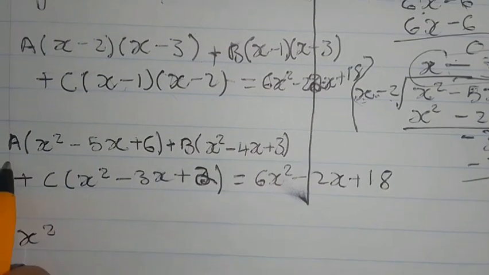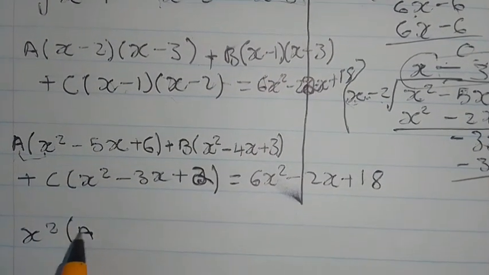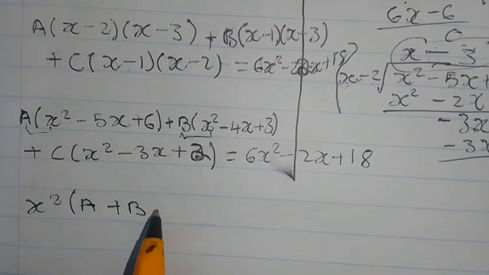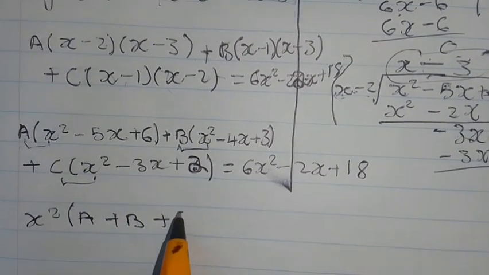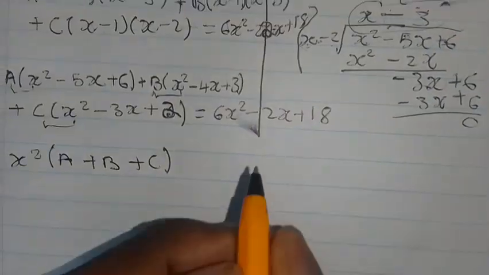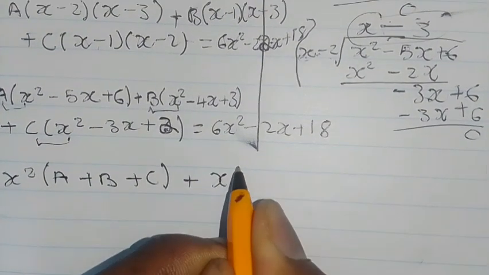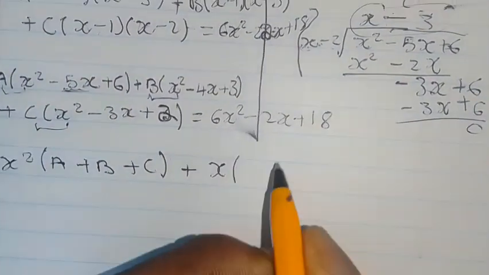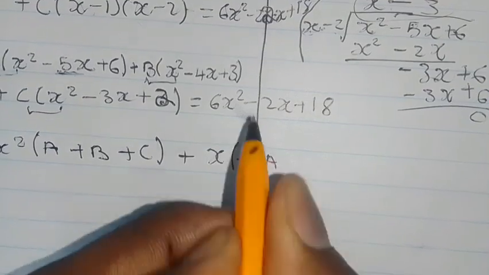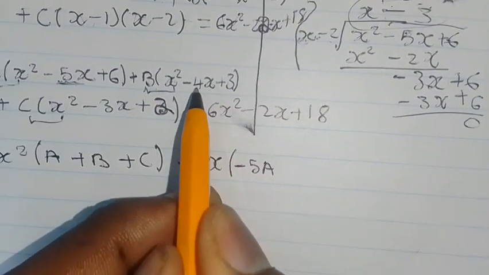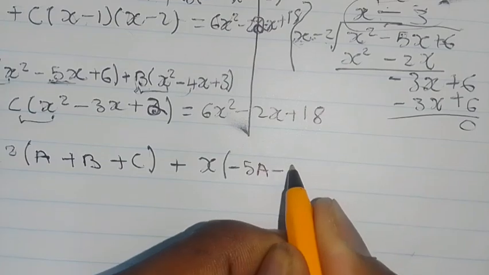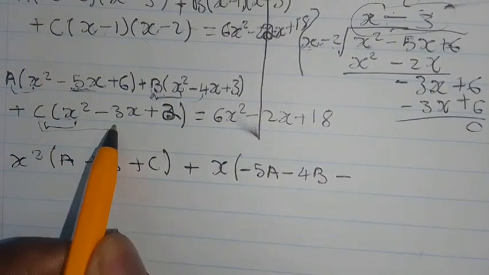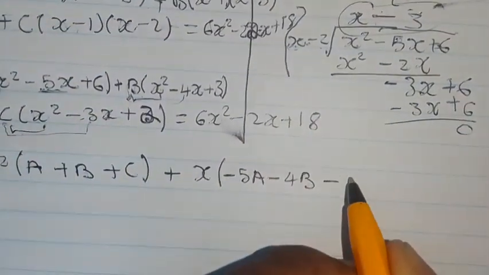For x squared, you realize that x squared will go with a, then you'll have a. And here you'll realize that b will go with x squared, then you have b. And you'll realize that also c will go with x squared, then you have c. And for the x factors, you realize that here x will go with minus 5a. And here you realize that x will go with minus 4b.